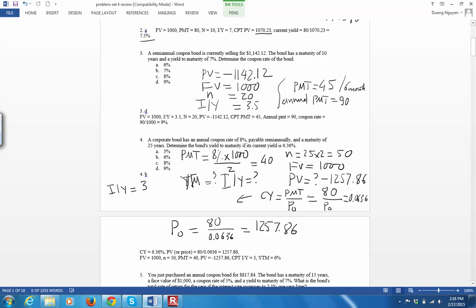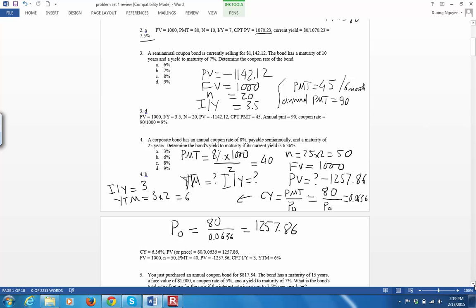Now, I/Y is 3%, but it doesn't mean the yield to maturity is 3%. I/Y of 3% simply means it is the yield for 6 months. The yield to maturity is the annual rate. So the yield to maturity would be 3 times 2, equal to 6%.